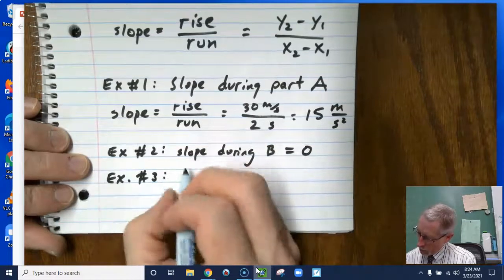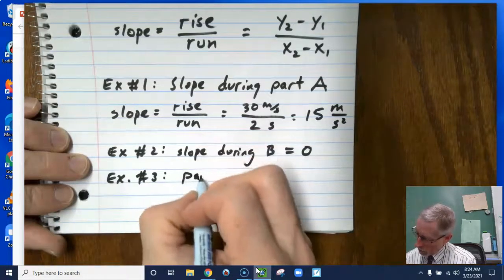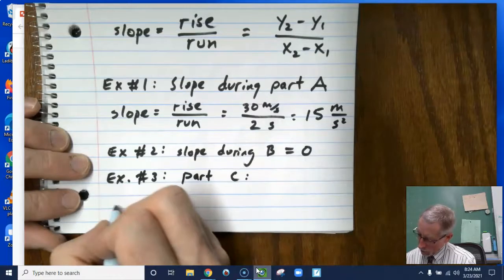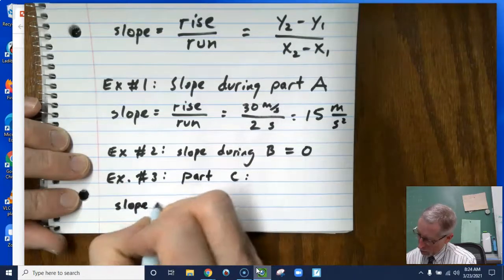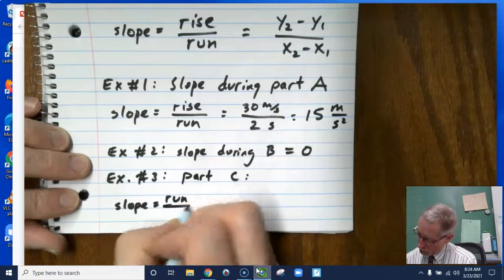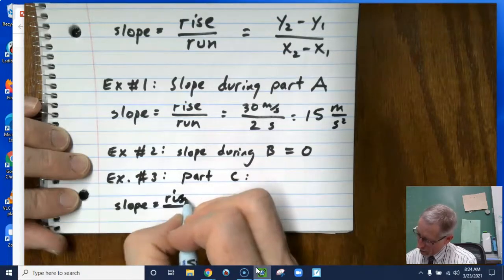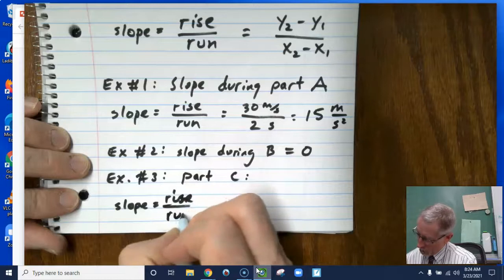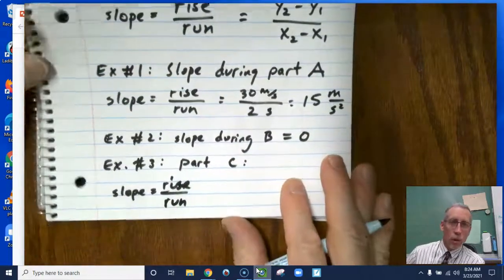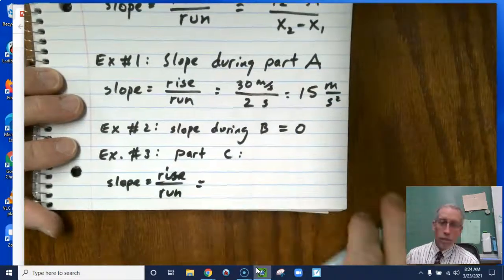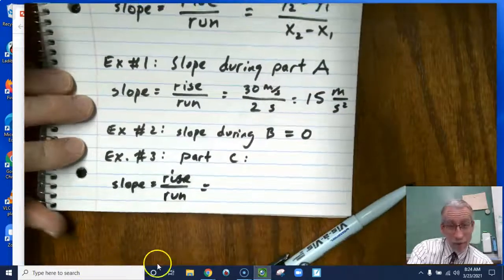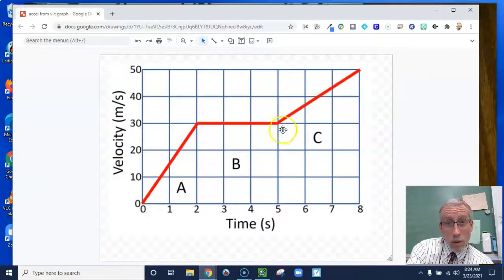But during part C, again, always write out the formula with words or letters. Whoops, look at that. It's rise over run. Almost wrote it upside down. That's what I get for talking while I write. All right, and back to the graph. So now, again, be careful that you're picking 2 points. I like to find points right on the corners of my grid.